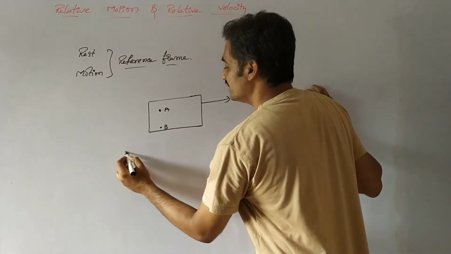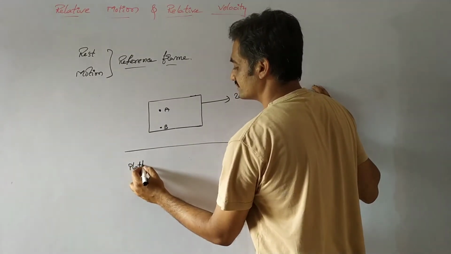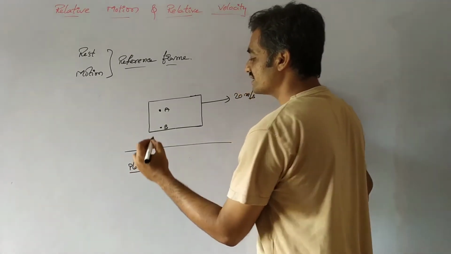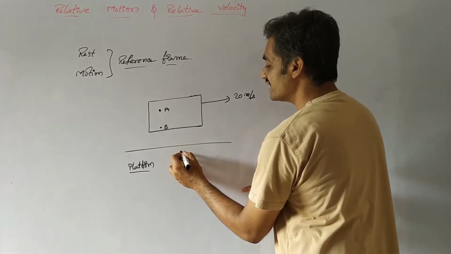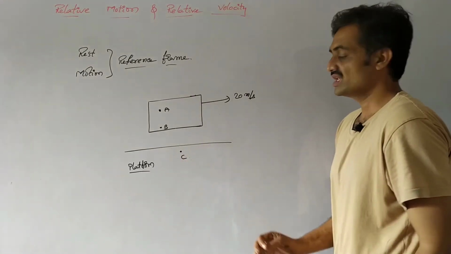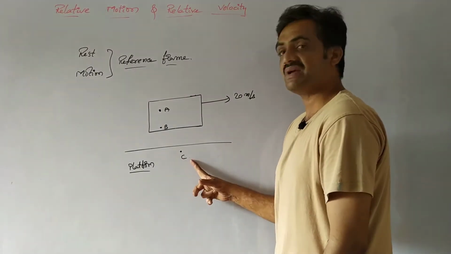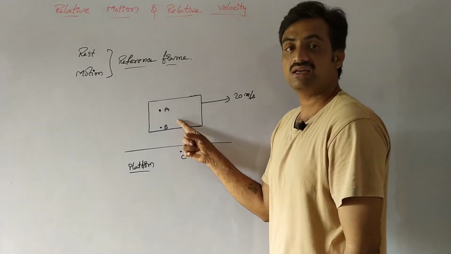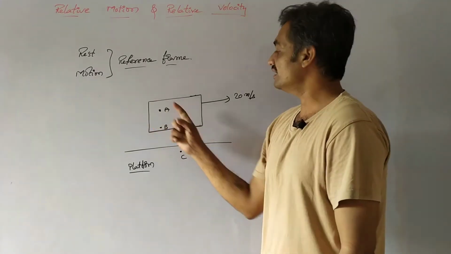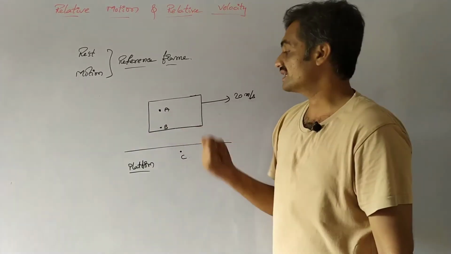Now consider that the train is crossing a platform, and on the platform a passenger C is standing. With respect to passenger C, both passengers A and B are in motion. They are moving with a speed of 20 meter per second.